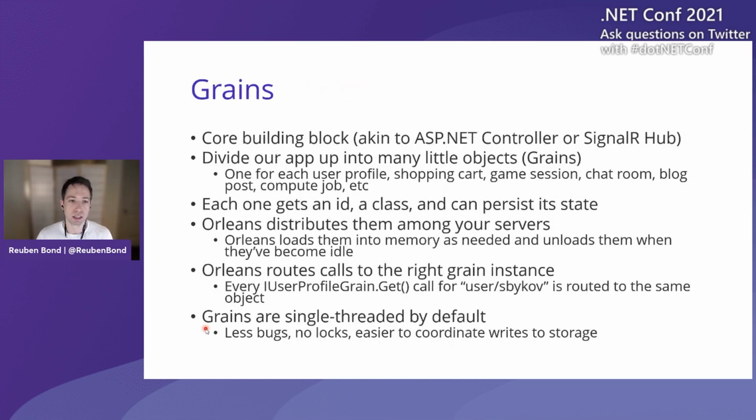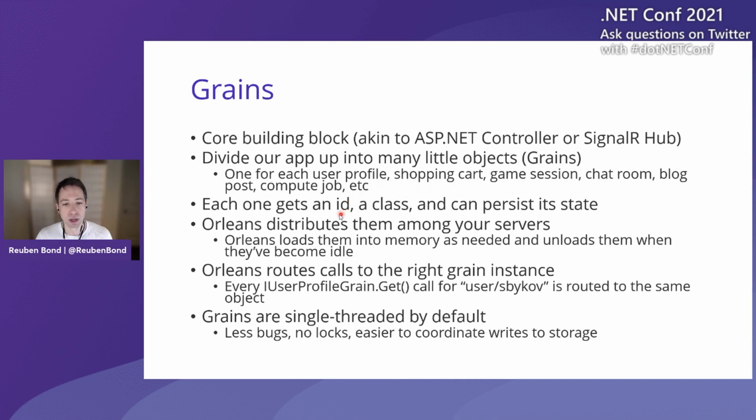I talked about grains. Now, grains are this core building block in Orleans. You can think of them akin to what a controller is in ASP.NET or what a hub is in SignalR. They're really that core part of that programming model. Now with grains, the idea is that you divide your application up into many little objects. So you're going to have one grain activation, one grain instance for every user profile in your system, for every shopping cart in your system, game session, chat room, and so on and so forth.